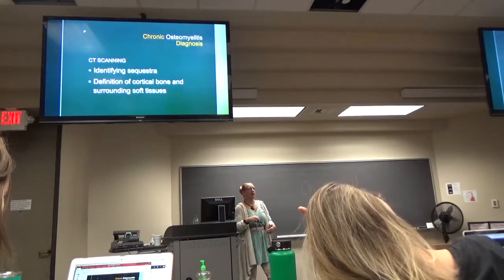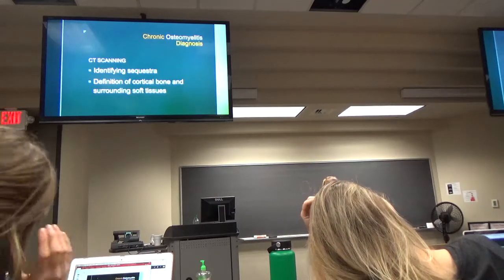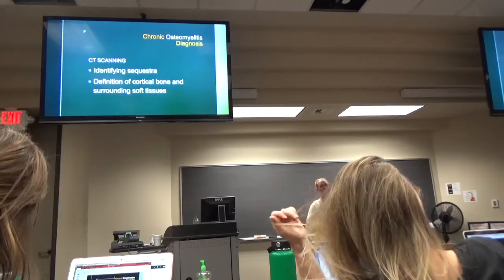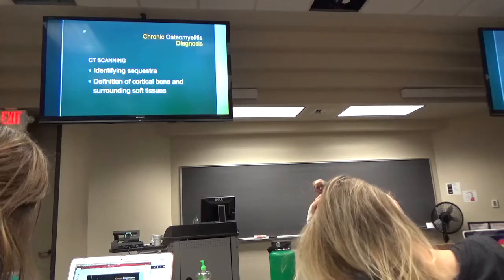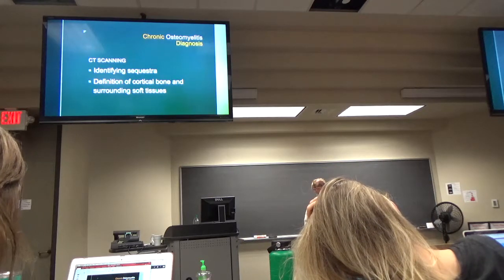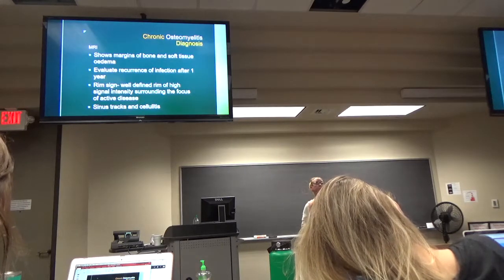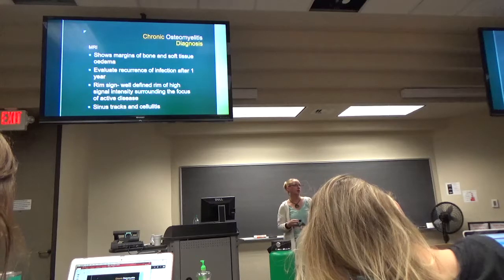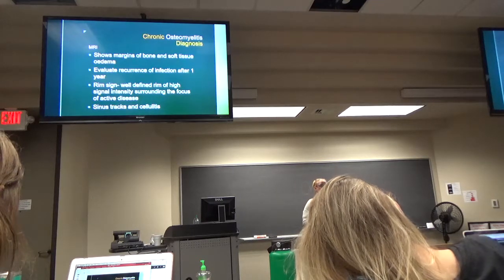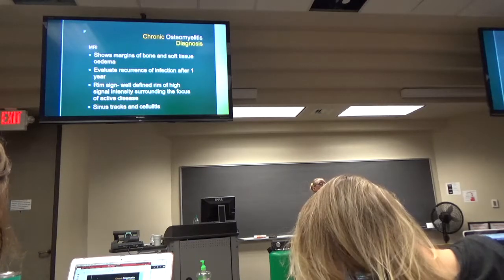CT scanning is good for identifying a sequestration because that really focuses on bone itself, not just bone and soft tissue. So if you're looking at the bone, trying to determine what's going on within the bone, that's the CT that you want. MRI, again, soft tissue and bone. So just know that if we're looking for both, like discitis or the soft tissues surrounding the spinal cord, that's the MRI that you're going to want.